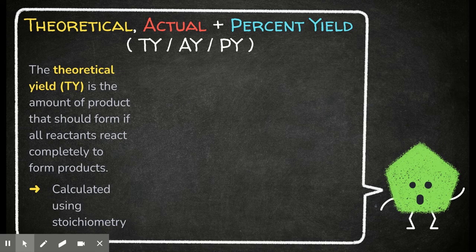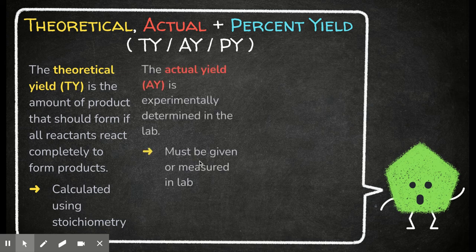And this is what you have been calculating using stoichiometry. This is what we're going to calculate when we're looking at limiting reactants. It's how much theoretically you should be able to make if everything perfectly reacts together. Okay? My actual yield, to contrast that, is what is experimentally determined in the lab.